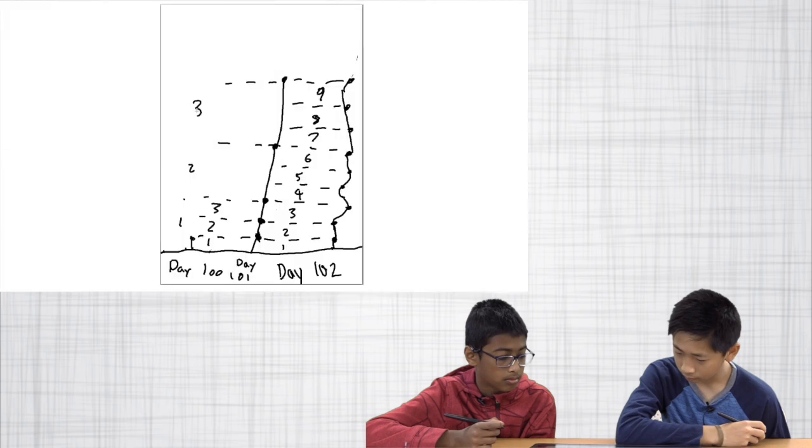With the second example, the students found similar results, where there were 3 copies of the day 100 height in the day 101 beanstalk, and 3 groups of 3 copies of the day 100 height, or 9 copies of the day 100 height, in the day 102 beanstalk.